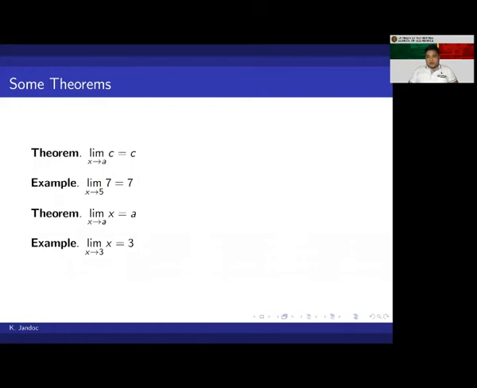So here are some theorems in limits. We'll not prove them. Theorems are meant to be proven, but we'll not prove them here. The first theorem says that the limit of a constant c as x approaches a is still that constant c. For example, the limit of 7 as x approaches 5 is still 7. Now the limit of x, just the variable x: the function is a variable of itself, so it's kind of like this one.